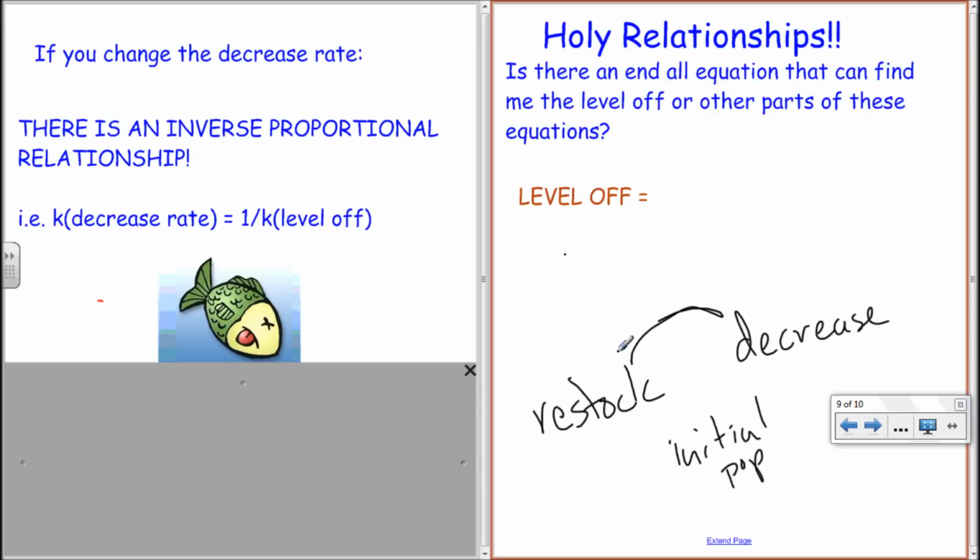Rather than clicking your calculator tens of thousands of times, just say, you know what, if I do this calculation, that's the level off. So hopefully this helps. We'll review in class, make sure we know these 3 relationships, and then this final level off magic equation. Hope this helps.